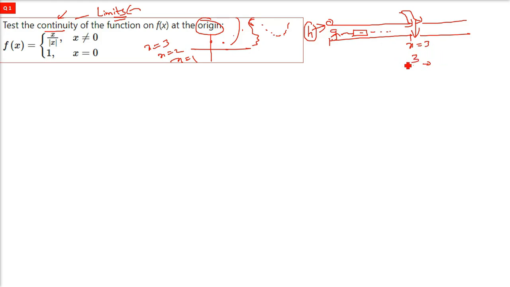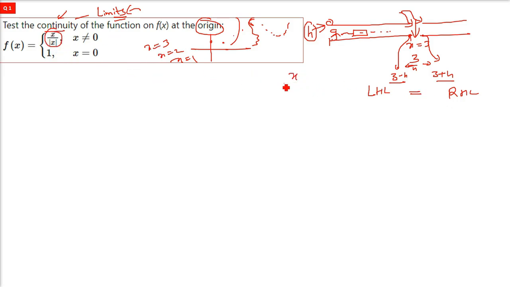So when you move on the side which you are coming from, that is called the left hand side, that is called the left hand limit, and on the right hand side it is called the right hand limit. So you'll add h on the right hand side and subtract h on the left, because you have traveled h distance on either side. So 3 minus h, 3 plus h, this is called the left hand limit and the right hand limit. If the left hand limit and right hand limit are equal, you have to go a step ahead.